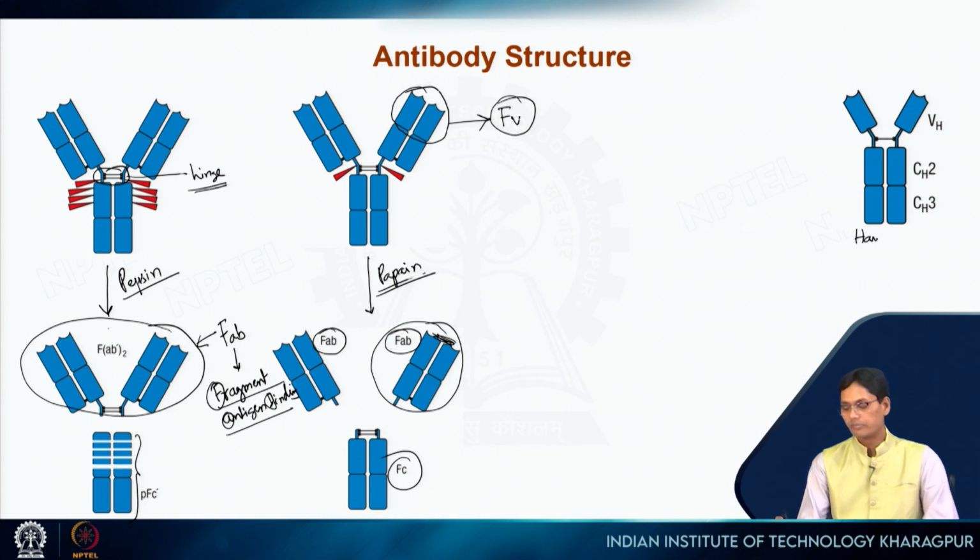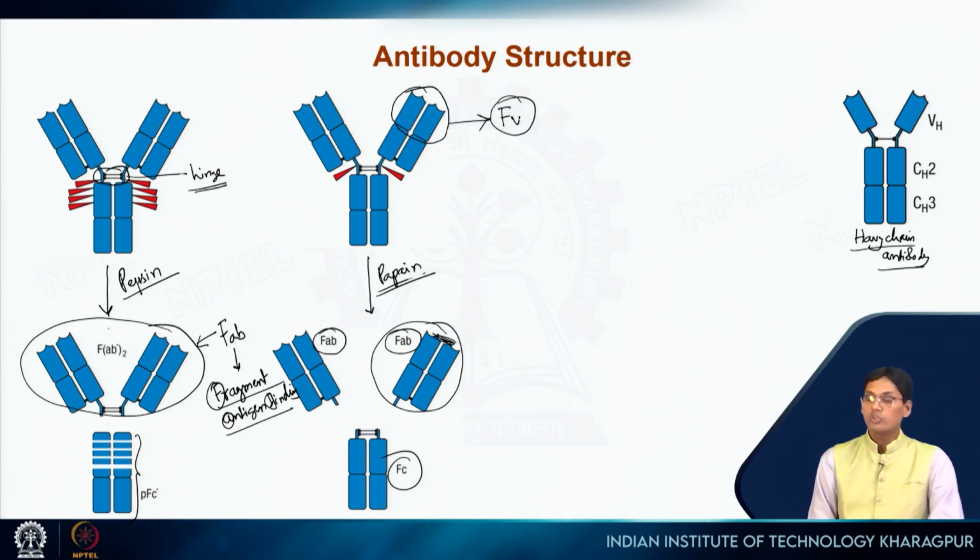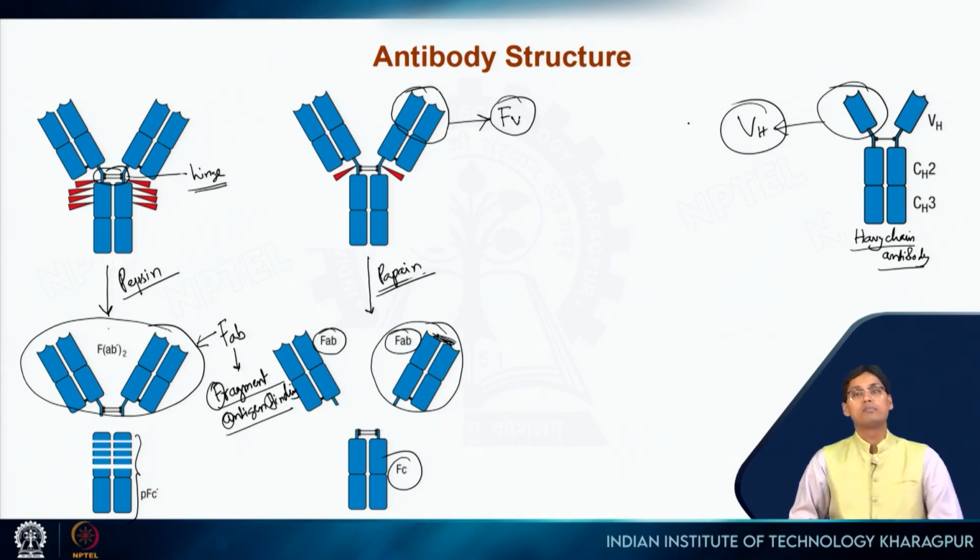Heavy chain antibody. No light chain is present here. So interestingly, from here you can generate through the genetic engineering approach this fragment. This is just the VH domain, the variable domain of the heavy chain, but still it can capture the antigen.